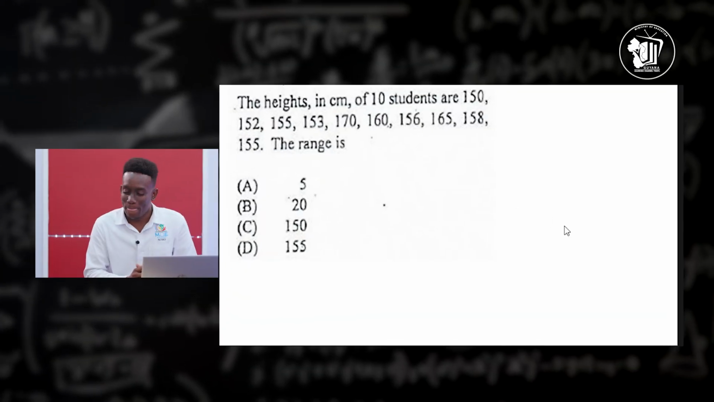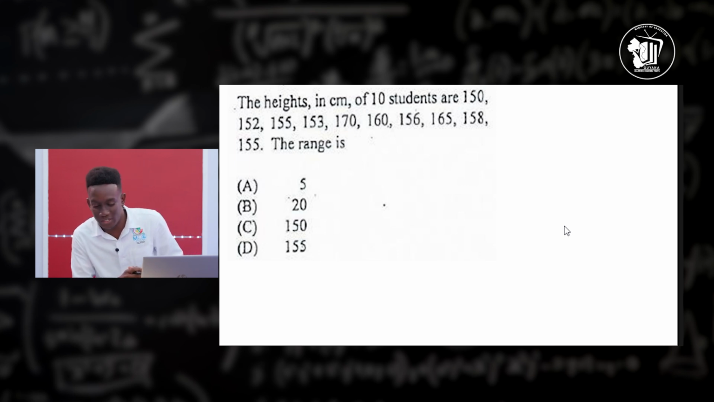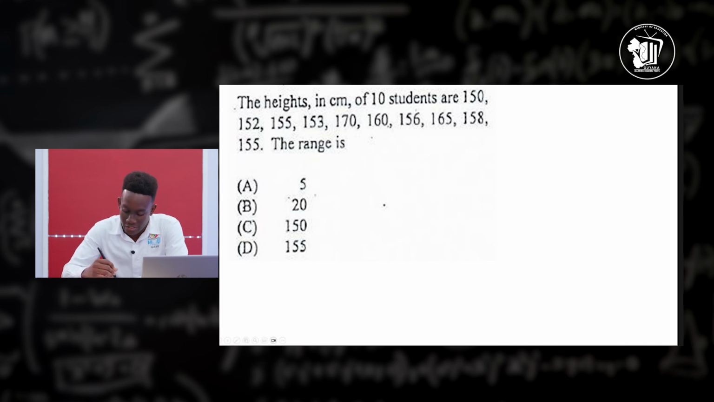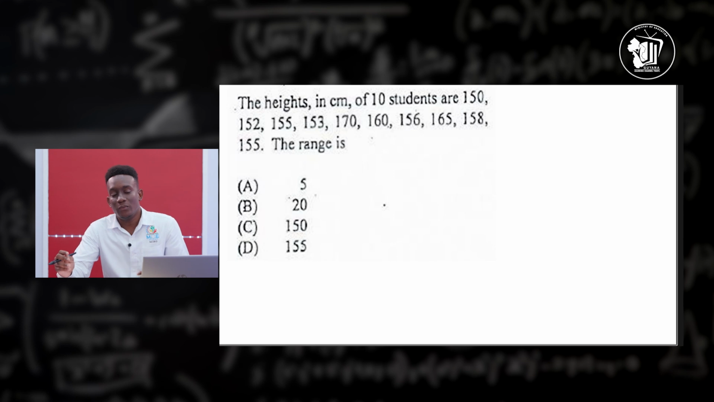So this one says, the heights in cm of 10 students are 150, 152, 155, 153, 170, 160, 156, 165, 158, and 155. The range is, so they want us to find the range. And when we talk about the range, basically, it's the difference between the largest value and the smallest value. It kind of gives you the span of everything that was recorded.